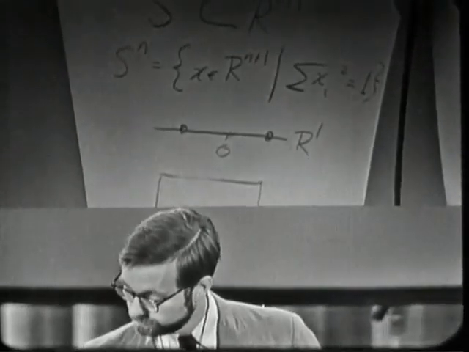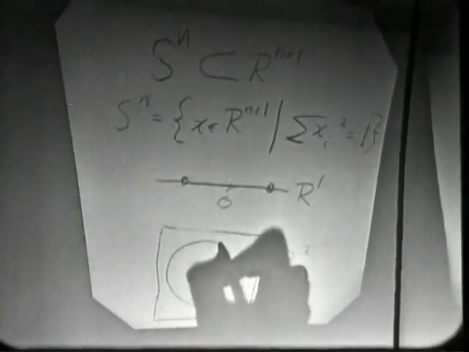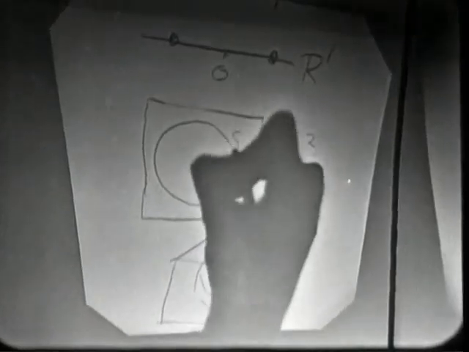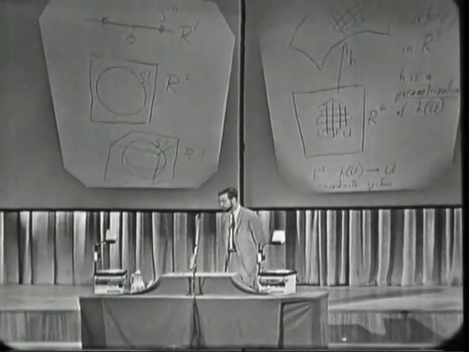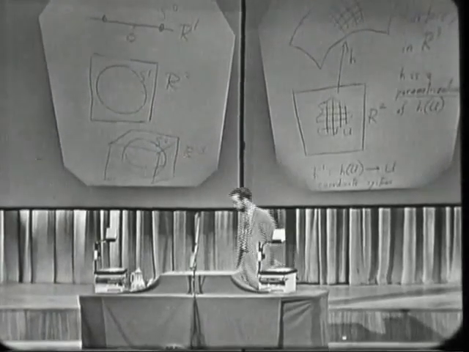In the plane, R2, we get the unit circle as the set of points (x, y) such that x squared plus y squared equals 1. And finally, in 3-space, we get the unit sphere S2. So these are basic examples of smooth manifolds, with a similar definition in all dimensions. And the basic problem would be, how can we decide whether or not a given manifold is diffeomorphic to a sphere?